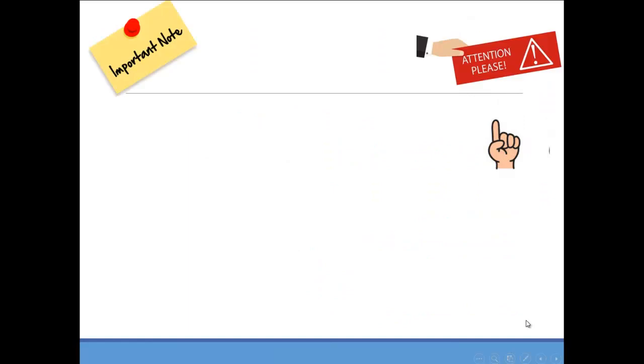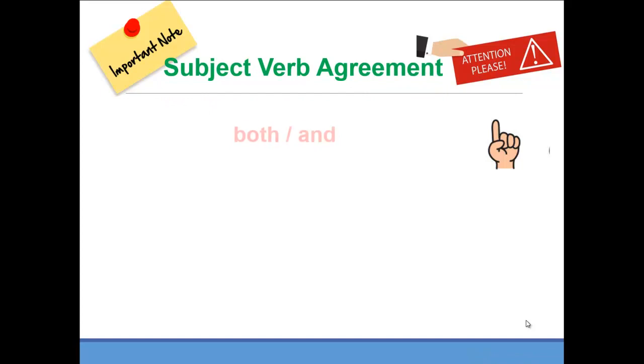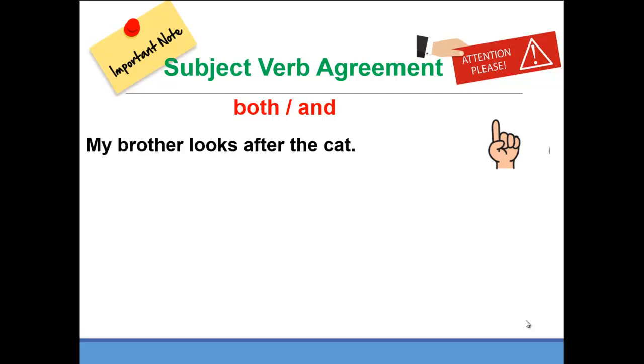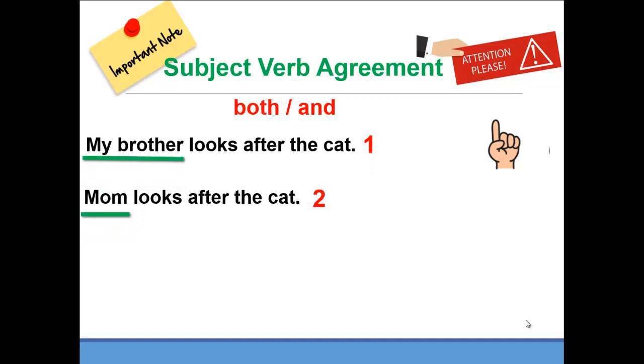Great. Important notes: subject-verb agreement. You always have to take care of subject-verb agreement when using the conjunctions both and. For example, my brother looks after the cat. Mom looks after the cat. What parts of the two sentences need to be connected? Great, my brother and mom. Let's use the conjunctions both and.